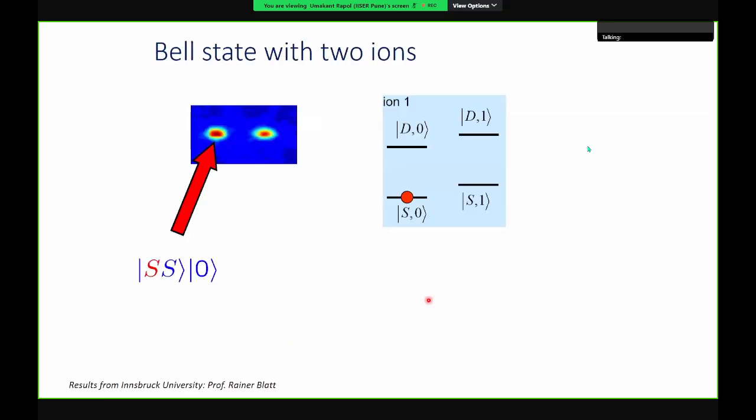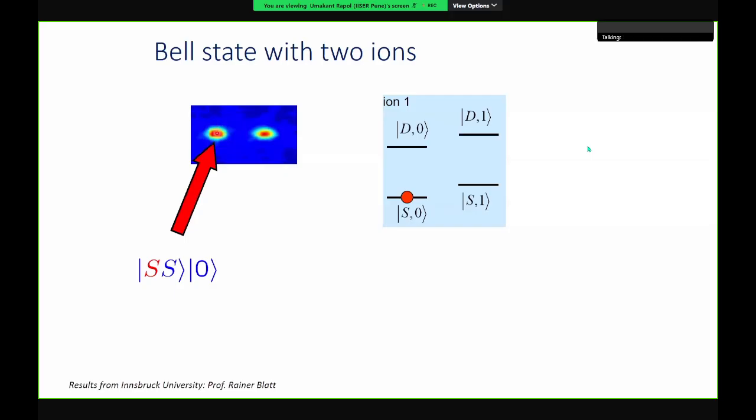So for 2 ions, the way this Bell state is created is, first you prepare both ions in the ground state of the motional mode. That is 0 here. So this 0 denotes the motional mode. SS, this is the state of these 2 ions. Both ions are in the ground state.